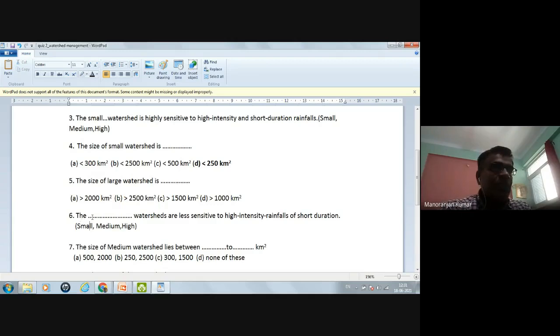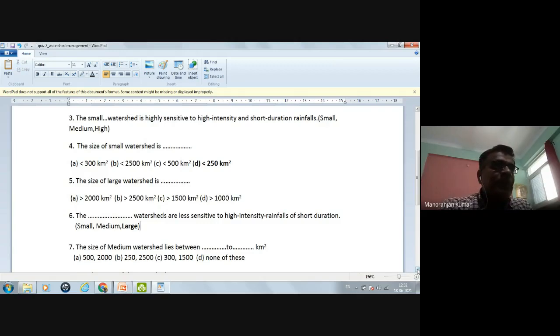The sixth question is the blank watershed are less sensitive to high intensity rainfall of short duration. Which watershed? A small watershed, medium watershed, or large watershed? Less sensitive means if there is a high intensity rainfall, then there will not be so much flooding. A small watershed is very highly sensitive, so the correct answer is the large watershed. Large watersheds are less sensitive.